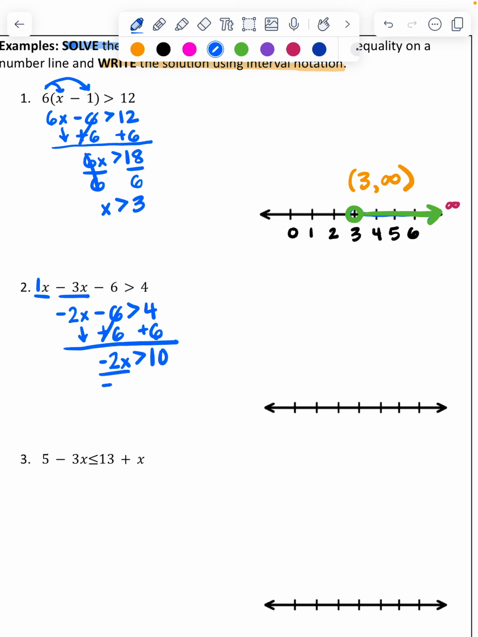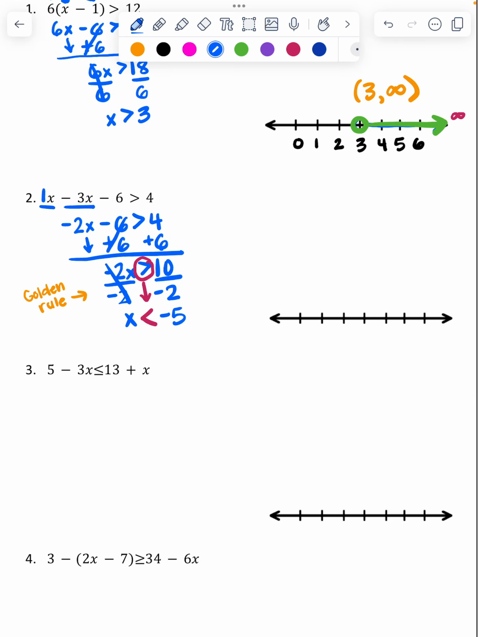And my last step is divide by negative 2. Now here, I'm going to apply the golden rule. So I need to flip this inequality to the other direction. So my solution is x is less than negative 5. So I'll put 5 on my number line. Sorry, negative 5.